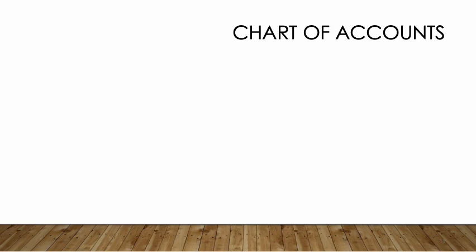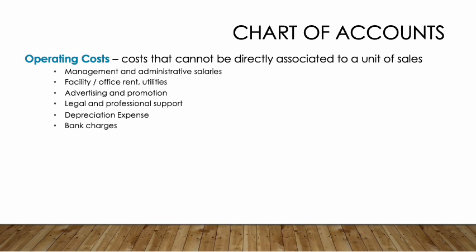Now, for merchandising companies, manufacturers, as well as service companies, all three of those types of businesses will have what is known as operating costs, costs that cannot be directly associated with a unit of sales. And so this can include management expenses, management salaries, office rent, advertising and promotion, legal expenses, and also accounting expenses. Depreciation expense I will get to a little bit later on. It's related to long-term assets, and also bank charges as well.